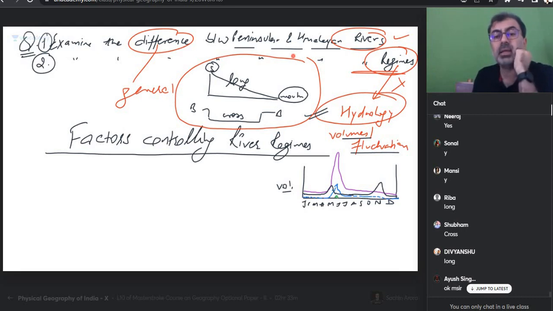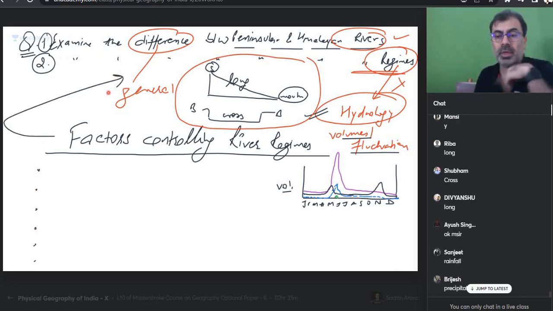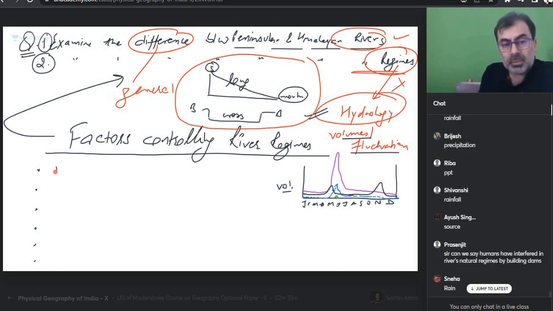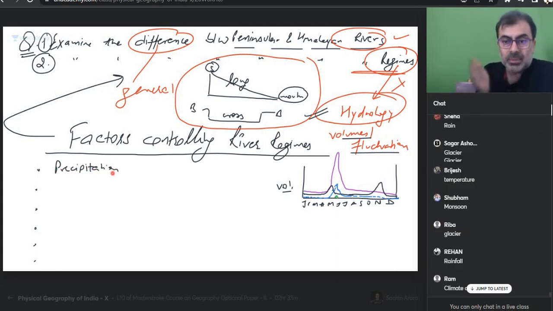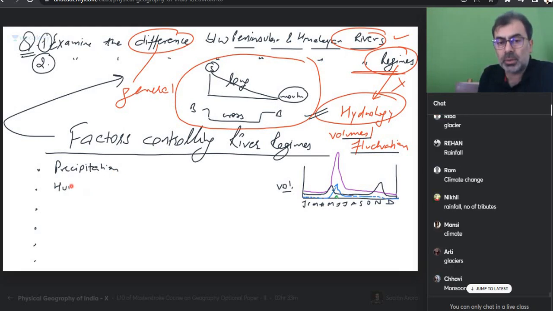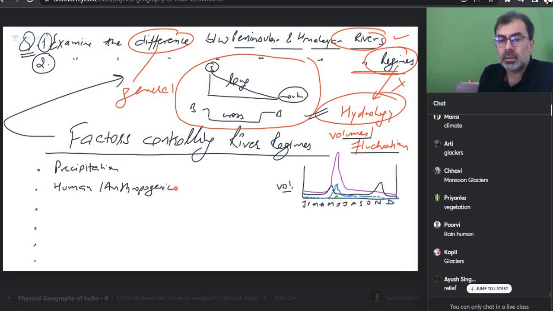Okay, looking at factors that control river volume. So what possible factors do you think, tell me quickly? What are the factors? And if you know the factors, everyone, do we get the answer also? Everyone is saying precipitation. Prasenjit is saying, sir, humans have interfered. Can I say human beings? Humans, anthropogenic. Yes.